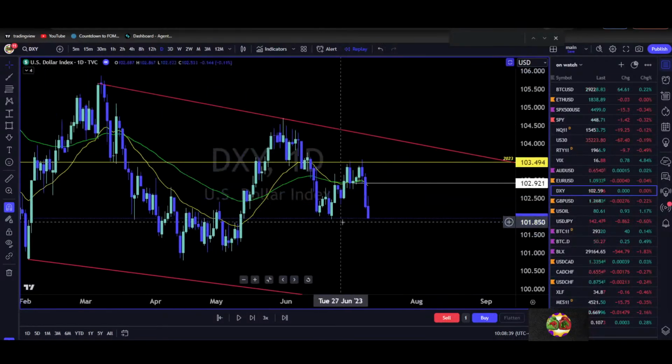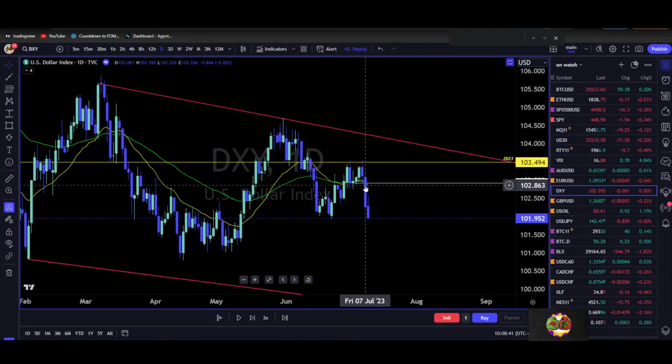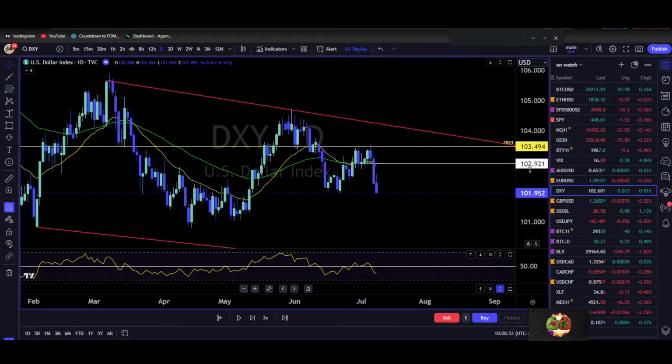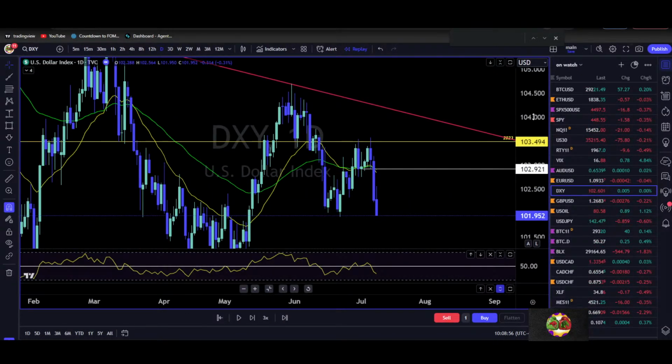All right. So you bought here, right? And then all of this because it's support, because Trade Talk says it's support, and it's above the 21, and it's above the 50, and it's above the 50 on the RSI. So this is a buy. Boom. I buy at 102.90, 102.92. But what happens?